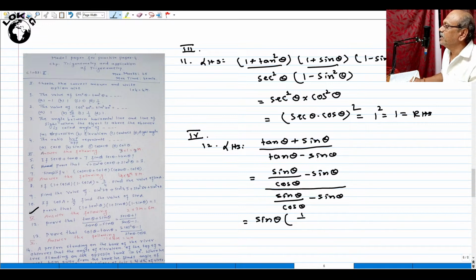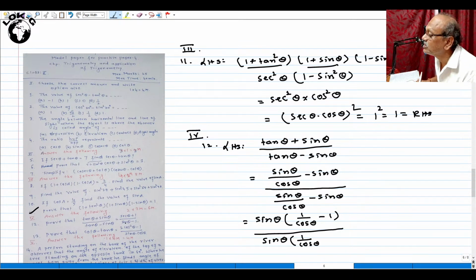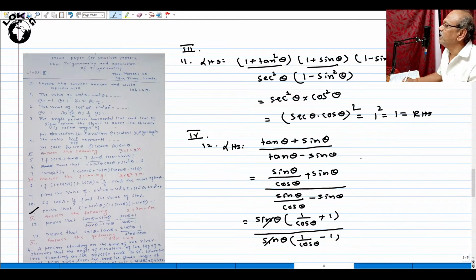You are left with the bracket 1 upon cos theta as a first term minus 1, whole divided by sine theta into bracket 1 upon cos theta. In the numerator you have plus sign. Let me write plus sign here. In the denominator you have minus sign. There you get minus 1. Sine theta cancels.